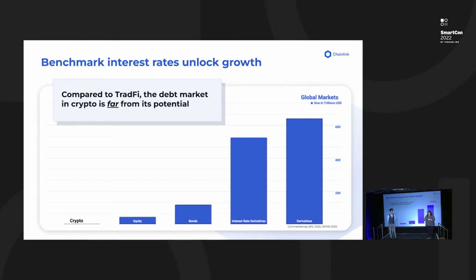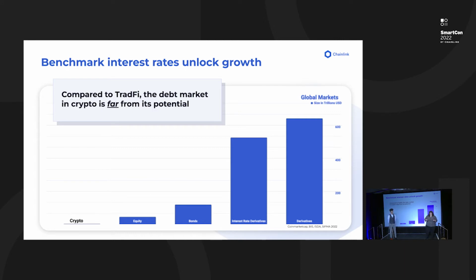And if you take a look at the debt market in traditional finance, crypto is so far from its potential. I don't want to call it small, I want to call it far from its potential over there in the corner. And if you take a look at interest rate derivatives, which are a huge piece of the global market, they are really there because interest rate risk underpins so much new growth. And being able to have that SOFR, that base rate that the traditional finance market can use to communicate, the interest rate market completely dwarfs the entire crypto market, total market cap.